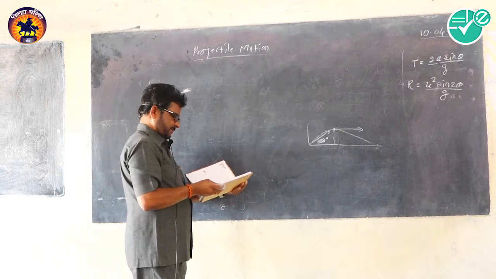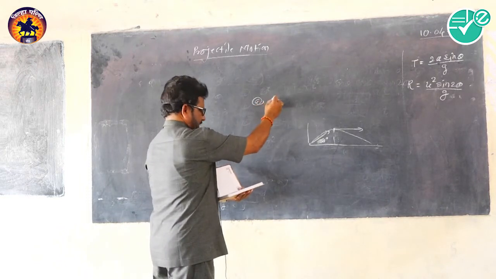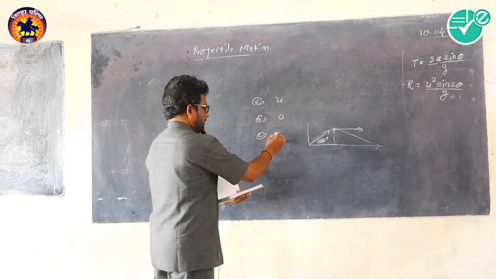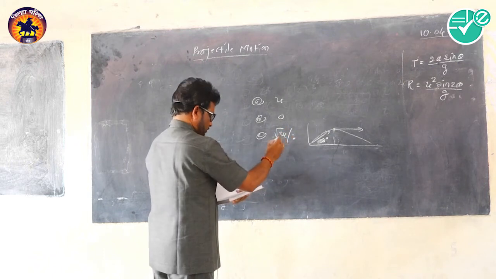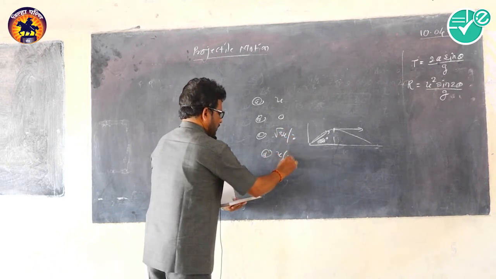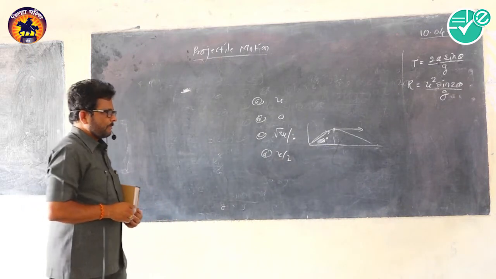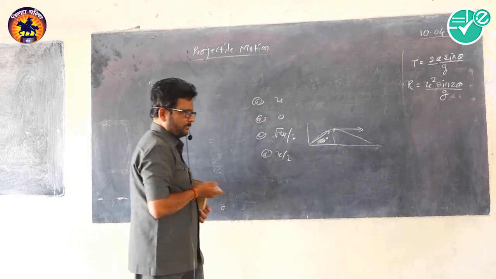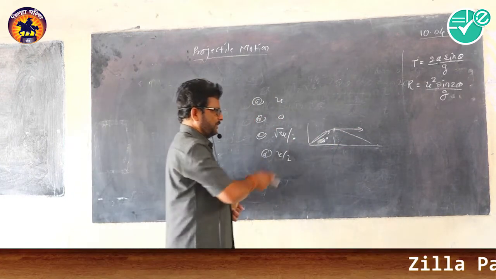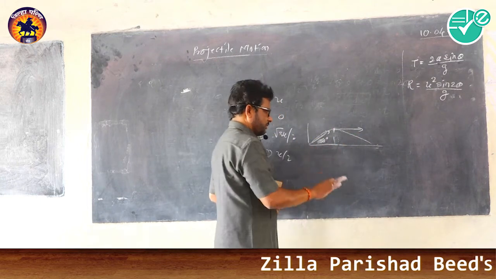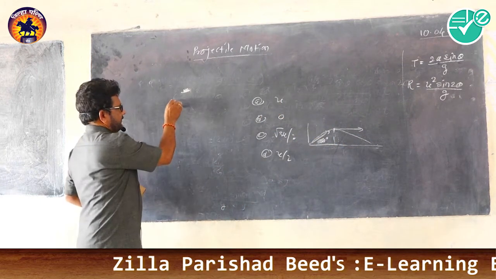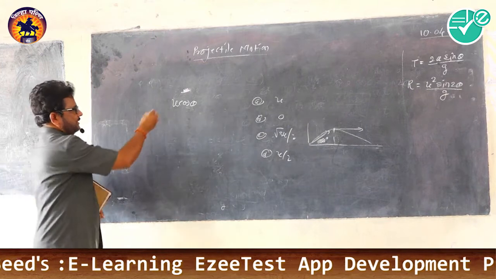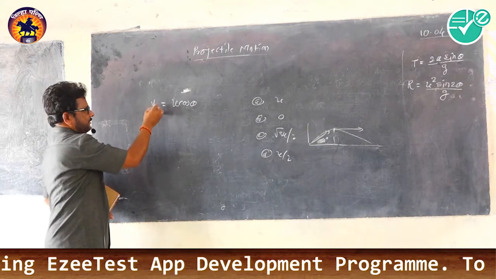The options are A, u; B, 0; C, root 3u by 2; and D, u by 2. Here the horizontal velocity at the highest point is asked, but we know in case of projectile motion, the horizontal velocity of the projectile everywhere is constant, and that is u cos theta. U cos theta, horizontal velocity.